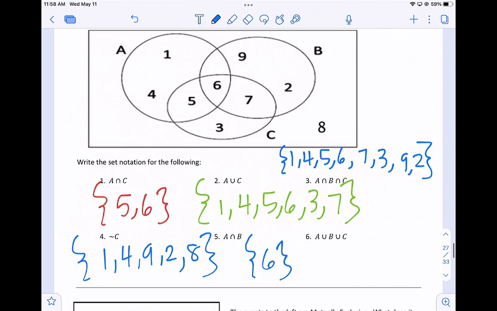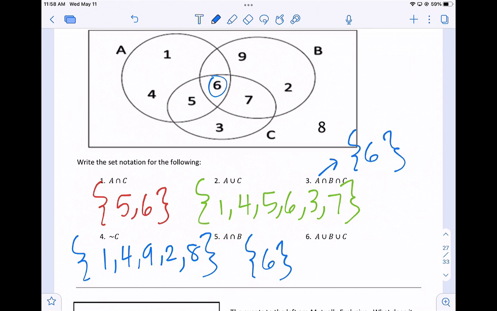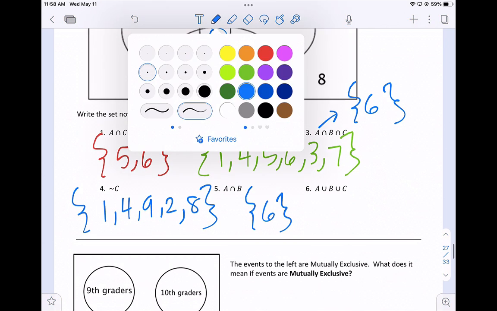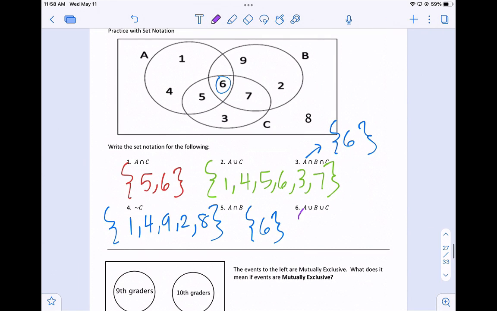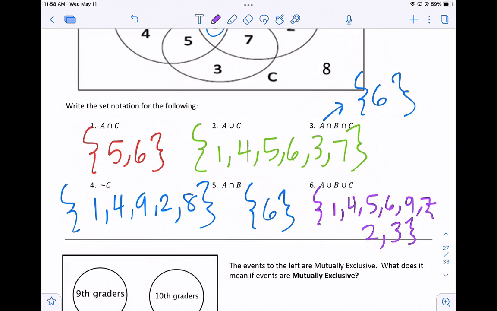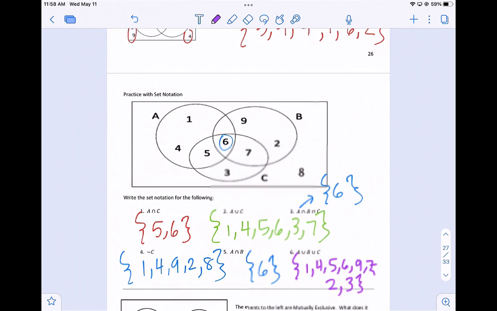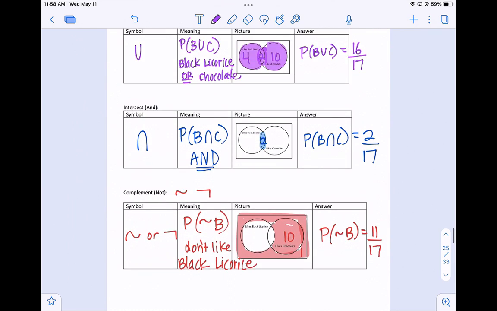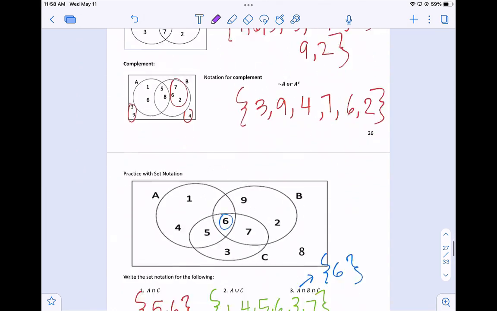And then an A or B or C. Oh, so I did the other one wrong because the other one is what's in A and B and C. So this one was wrong. This one should have just been the 6, is in both of them. Whereas A or B or C is everything. So that's where I should have put all the numbers that are in A, B, and C. So the 1, 4, 5, 6, 9, 7, 2, and 3. Okay, so there's an example of set notation. Also with these Venn diagram vocab words, set notation vocabulary.